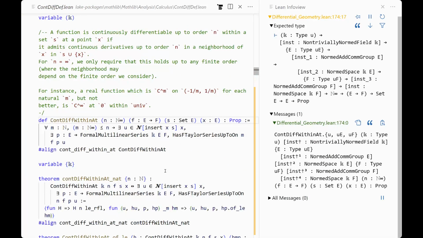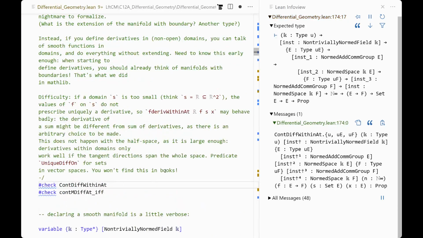So this definition is kind of complicated, but it sort of says that you have a formal multilinear series to be n times differentiable up to n. Sorry, yeah. Does it mathematically imply that the function actually extends to a smooth function, or is it neutral?